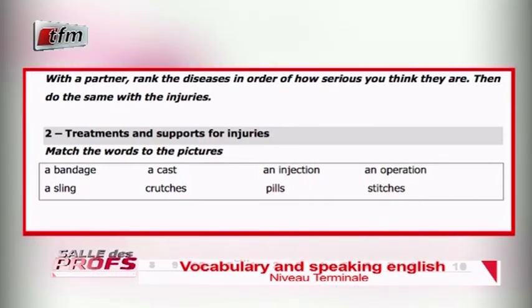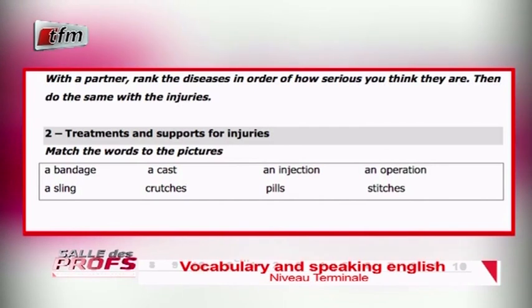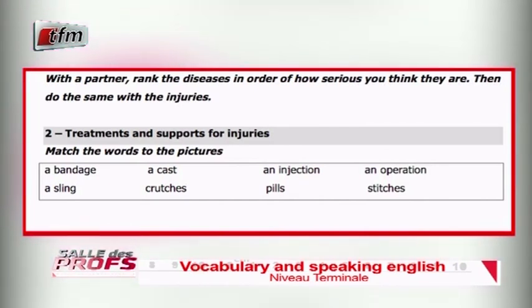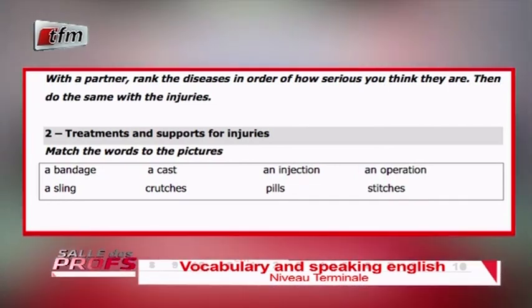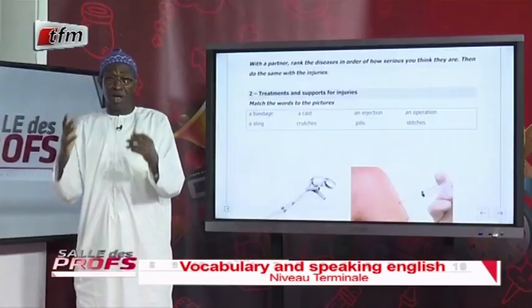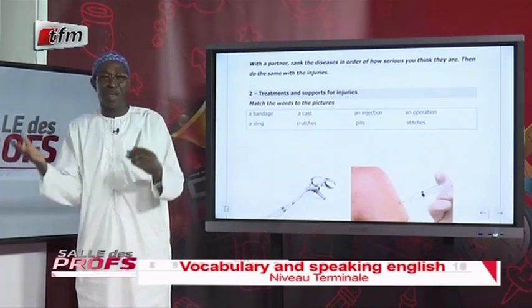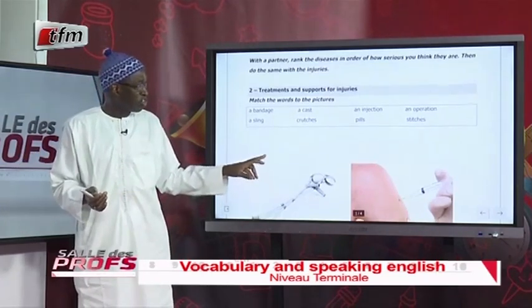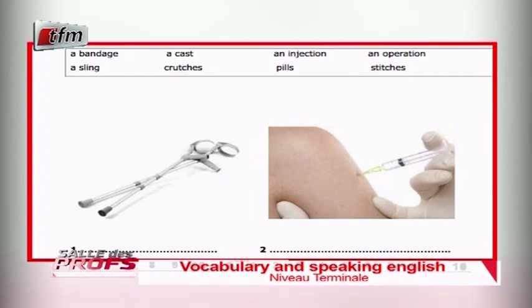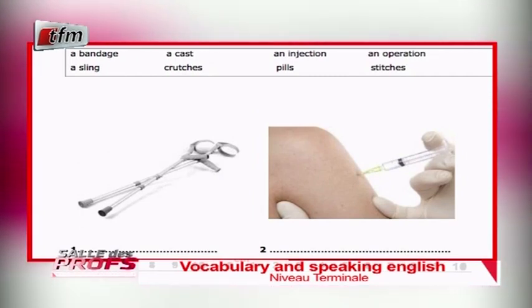A bandage, a cast, an injection, an operation, a sling, crutches, pills, and stitches. So first, work alone, as we did in the first exercise. Then you compare your answers with your partner. Look at the pictures and see which picture goes with which word.